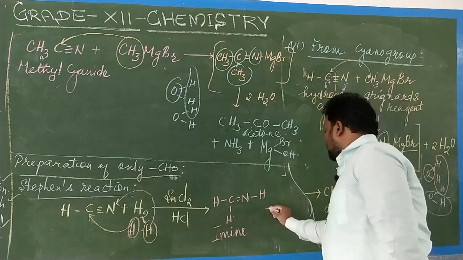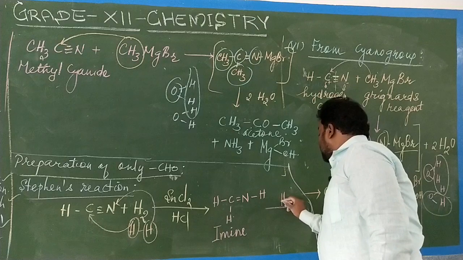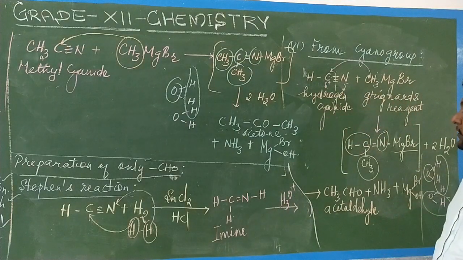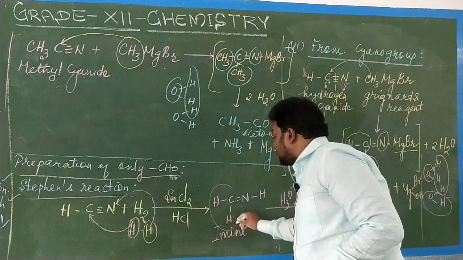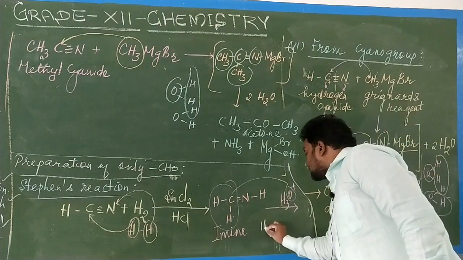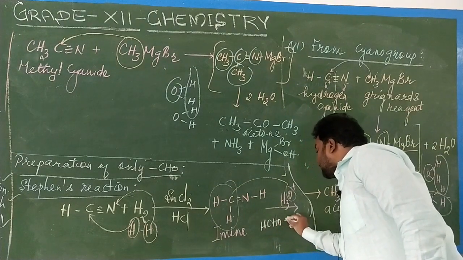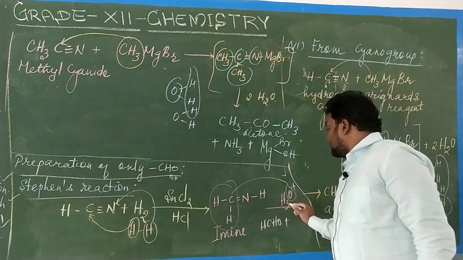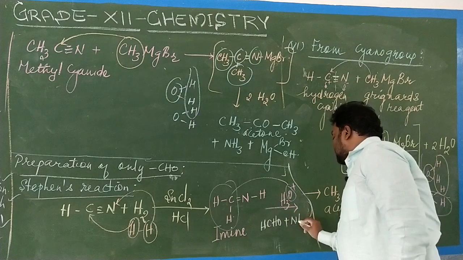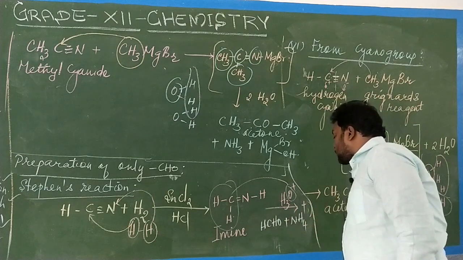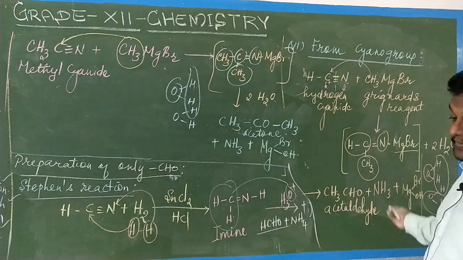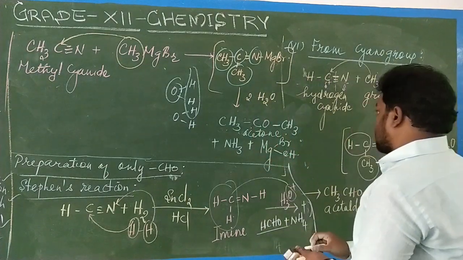Now this imine has to be treated with hydronium ion. H3O plus is called as hydronium ion. When treated with hydronium ion, you will get HCH and this O will combine here. So what is the product? HCHO, called formaldehyde, plus N, here 3 plus 1, 4. So N, 3 hydrogen plus 1 hydrogen becomes NH4. This is ammonium ion, and this is called as what? Formaldehyde. Now similarly we can write the reaction easily using methyl cyanide.